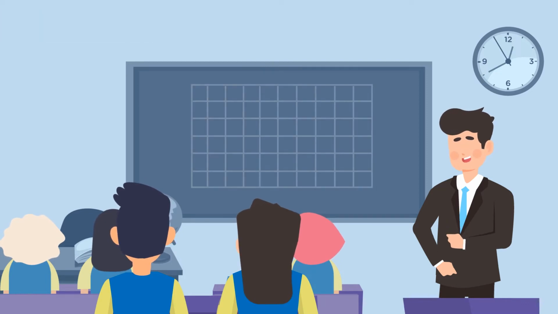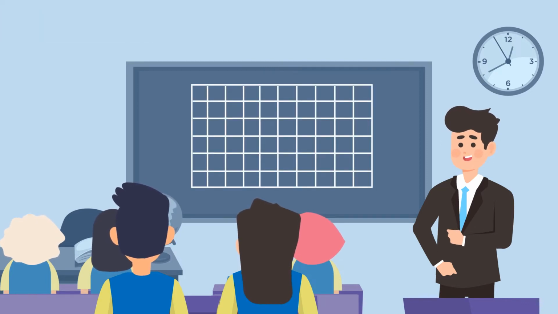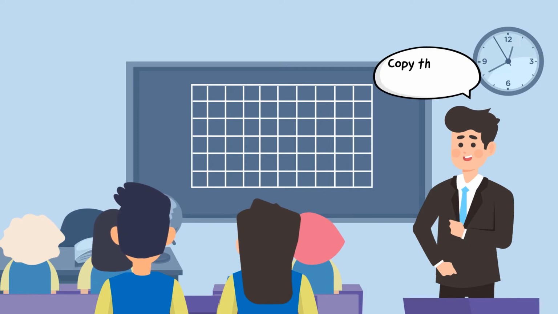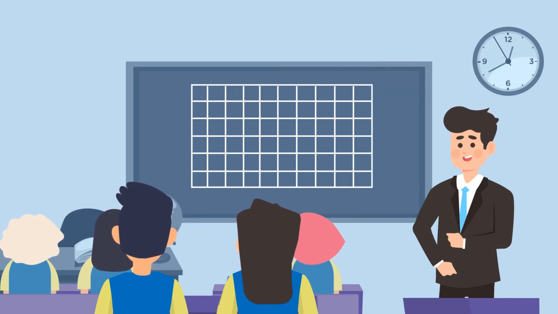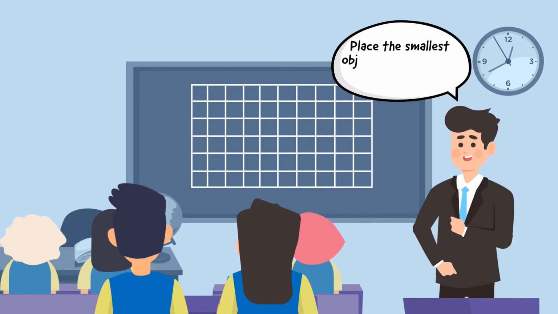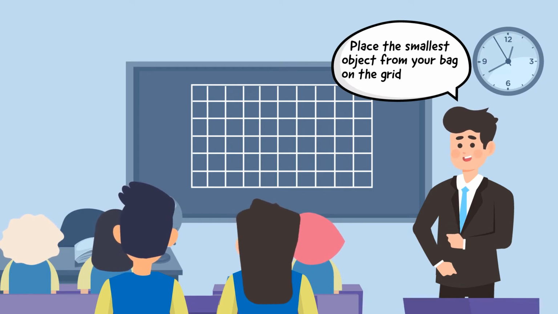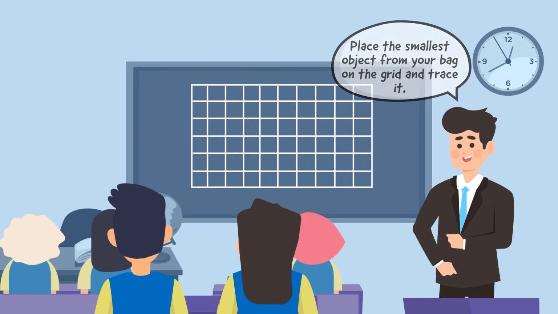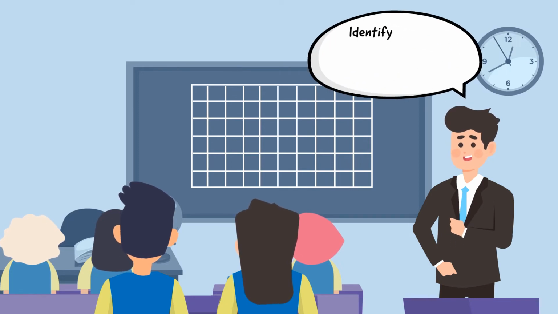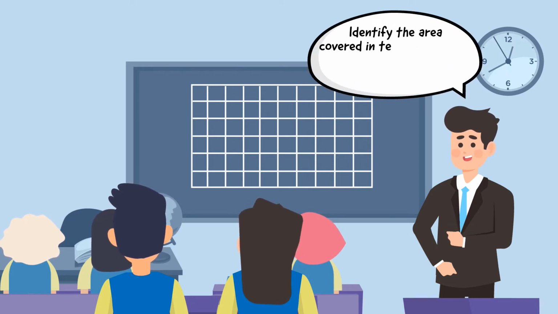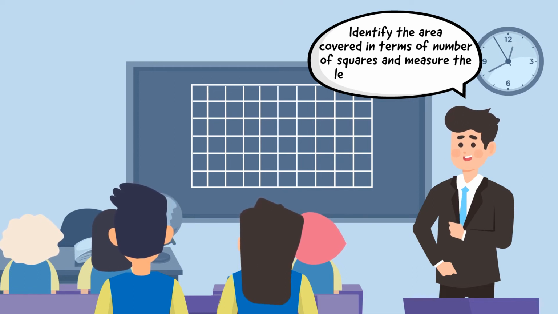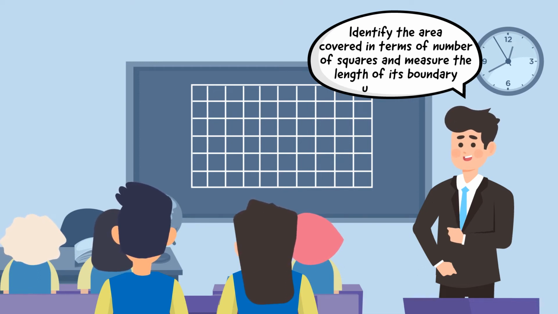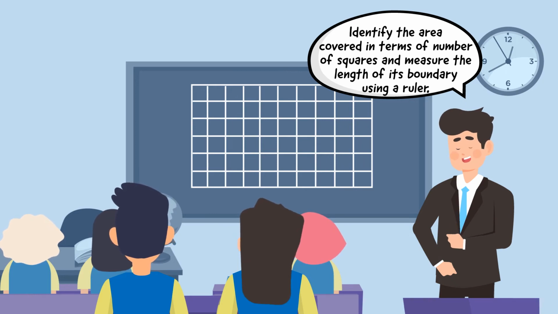Next, make a square grid on the board as shown and ask the students to copy the same in their notebooks. Inform the students to place the smallest object from their bag on the grid and trace it. Ask the students to identify the area covered in terms of number of squares. Also, tell them to measure the length of its boundary using a ruler.